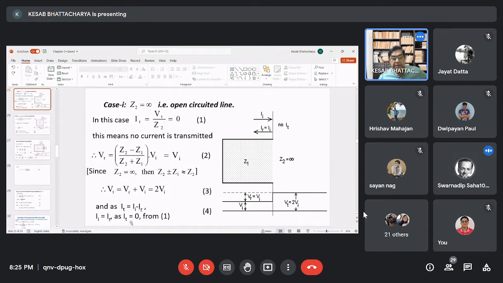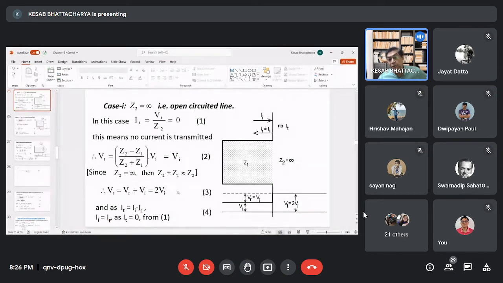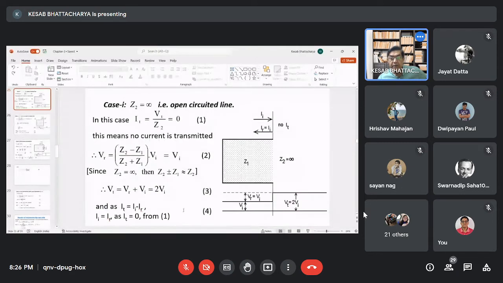Therefore, It is equal to Ii minus Ir, that is equal to 0, and Vt is equal to 2 Vi. Therefore, when a traveling wave meets an open circuit, we see that the transmitted current becomes 0 and the voltage becomes double.